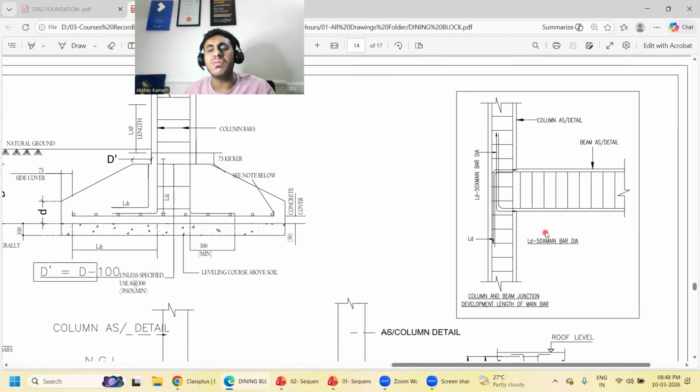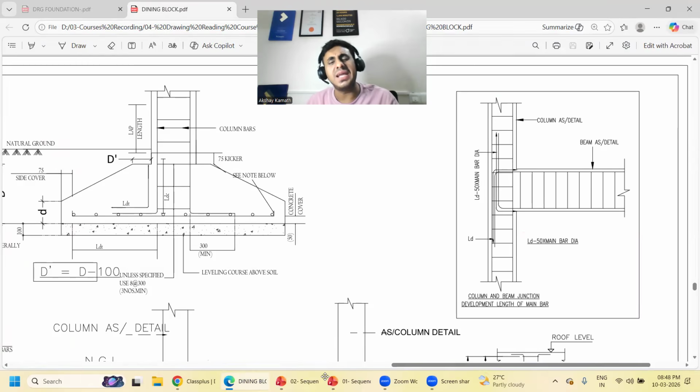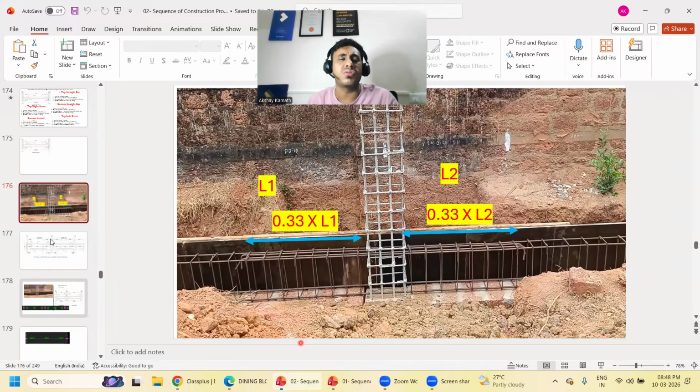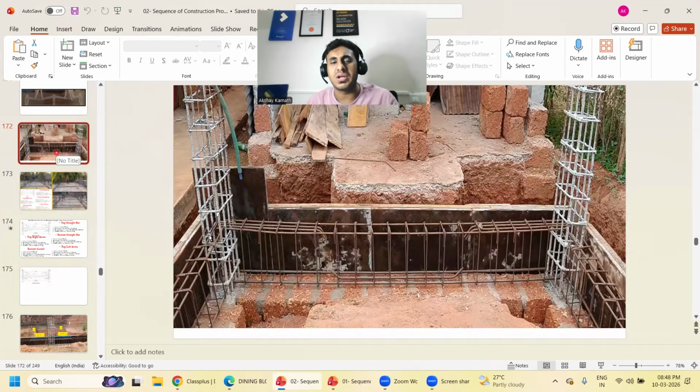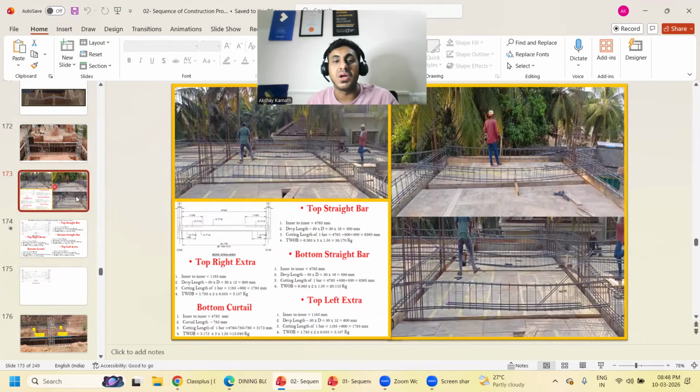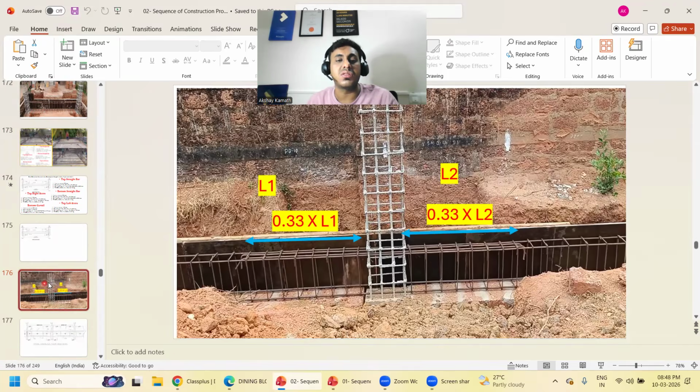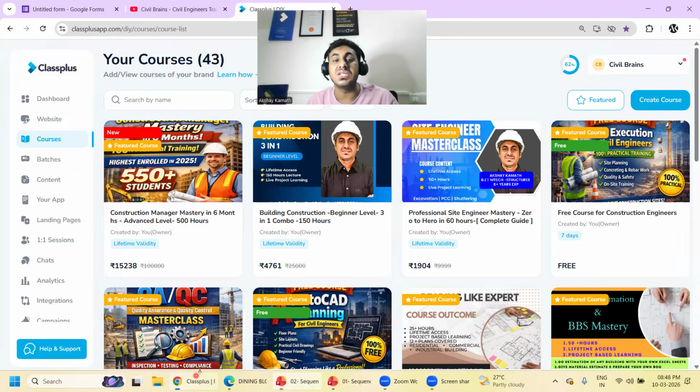That's it. So these are a few things which I wanted to explain here. Again, there are a lot of things to explain. Whatever I explain is only like 1% of what I teach in my entire course. When you enroll in my entire course, we try to understand all these things: why this top bar is given, why this bottom curtail is given, why the top extra is given, how to design this, how to do the BBS of it. All these things I teach in my entire course. Only one single course I'm speaking of.